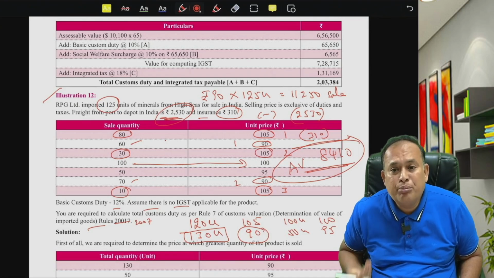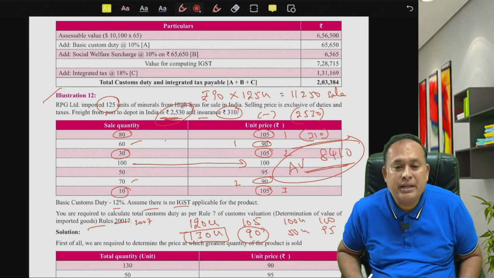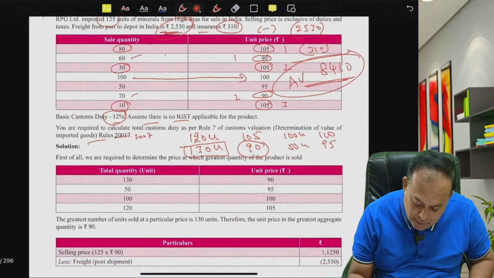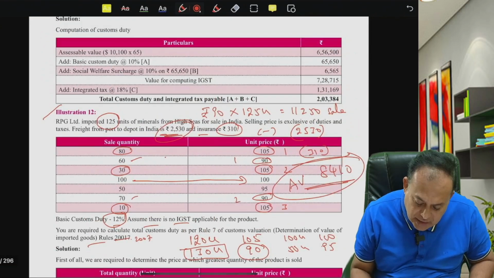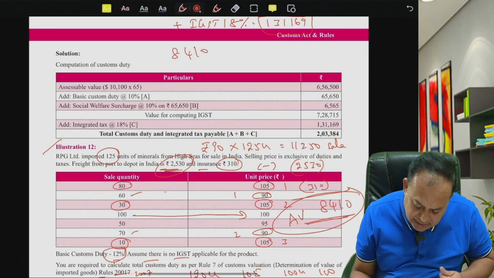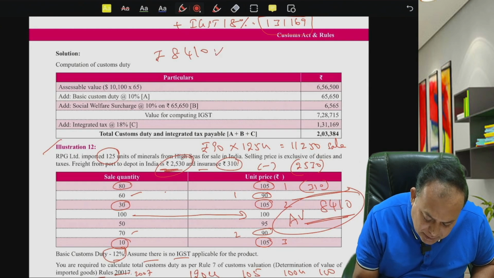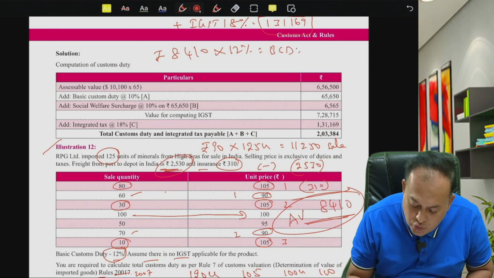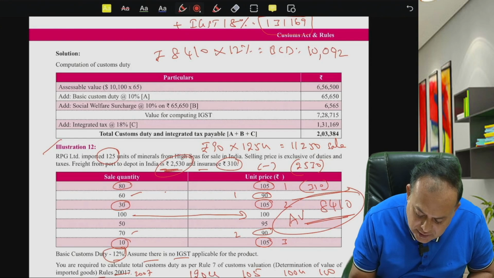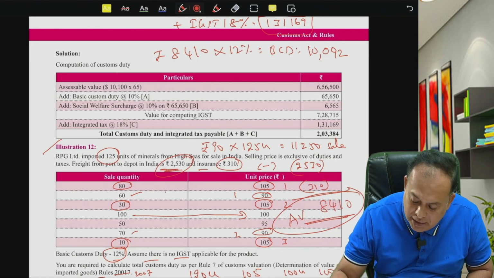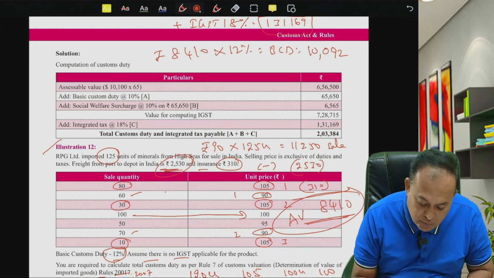BCD is on what? On 8,410. Here BCD is given as 12%, so I am going to apply it. 8,410, which is in Indian rupees, multiplied by the basic customs duty of 12%, which is our BCD.